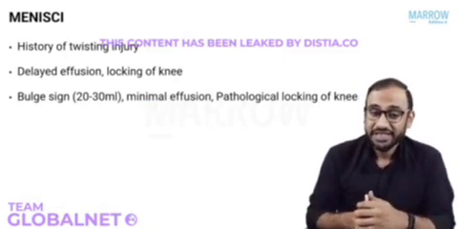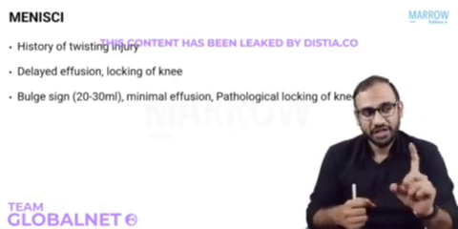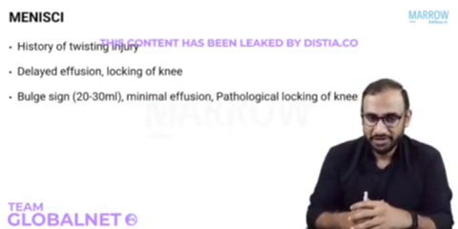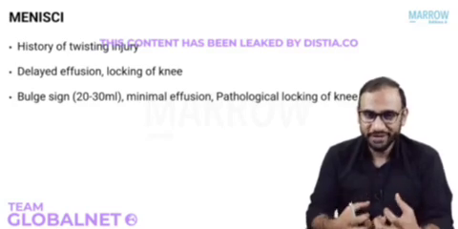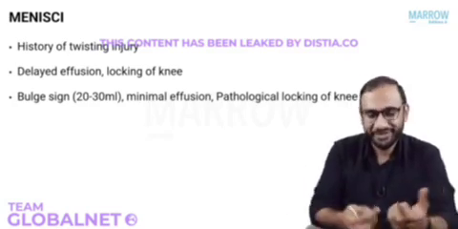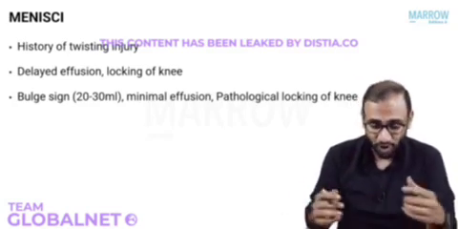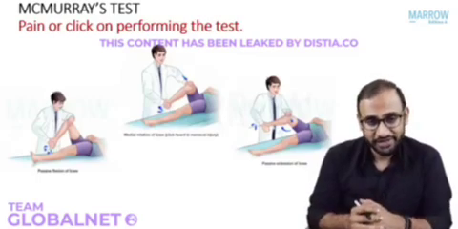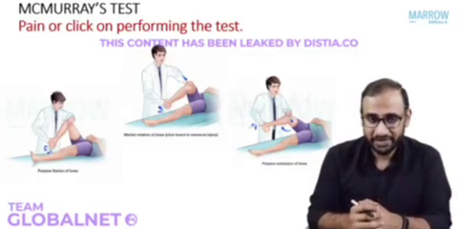Now let's see how we can test them, how we can provoke their symptoms. See, they are rotational or torsional stabilizers. To test them, to provoke their symptoms, we need to rotate the knee. So how will you do it? You have McMurray's test. You have Apley's grinding test.